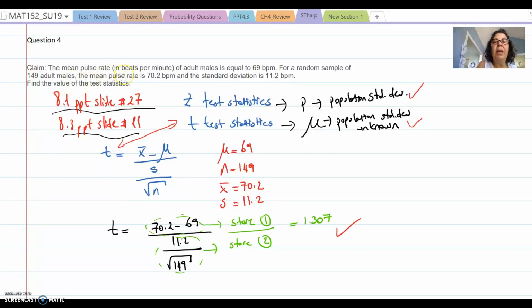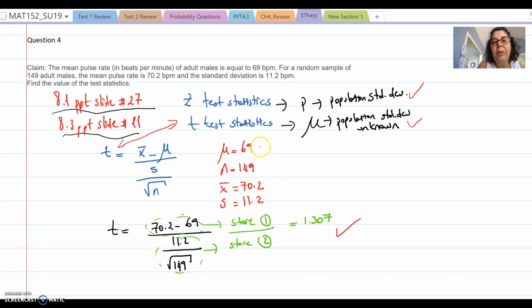The mean pulse rate is 70.2. So whose mean is it? Is it population or is it sample? It will be a sample mean, right? Because it's coming from a sample. So that will be X bar. And the standard deviation is this.